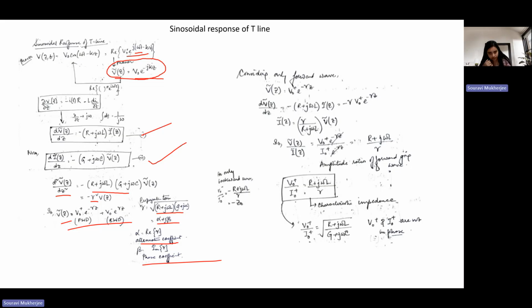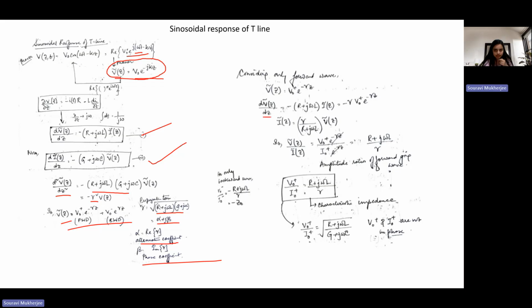Alpha talks about attenuation in the signal, beta talks about phase differences in the signal. And all of it comes from this propagator, this propagation term. Right. So now, if this is your general form of potential as a function of position, if you just consider the forward wave now, that is V0 plus e to the power minus gamma z. And from this equation you can write it as something like this.